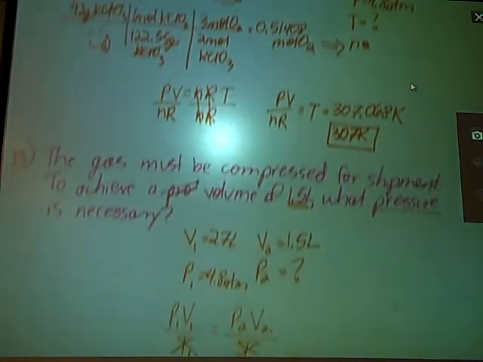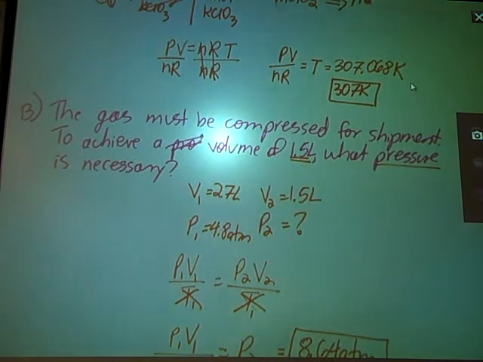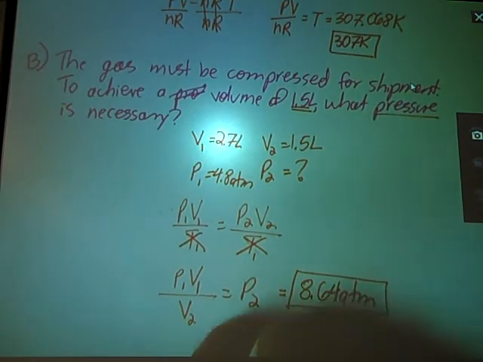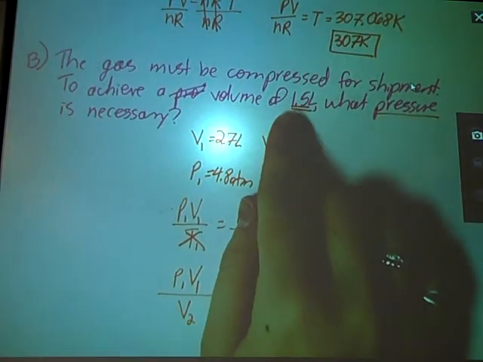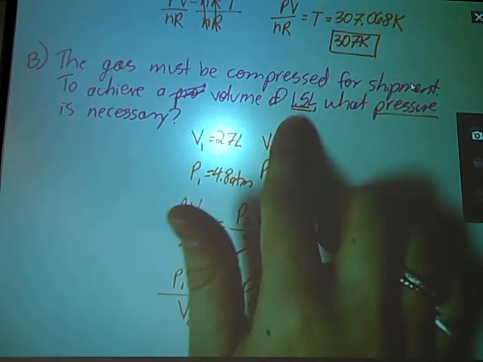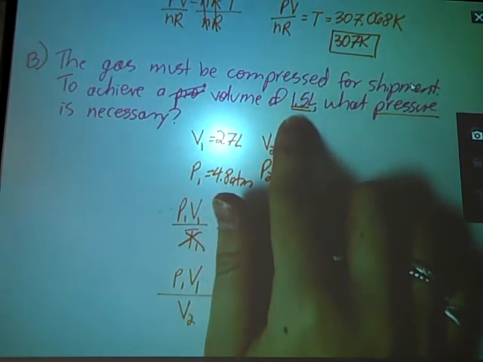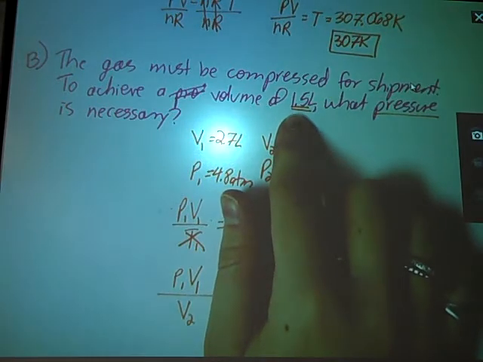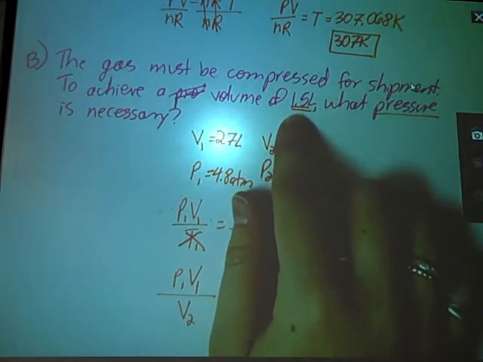On B down here, same situation, lots of words, most of which I don't even need. So that looked useful, but it was a different situation: to achieve a volume of, so we changed our volume. Since I changed something, PVnRT's out the window. Can only use that for given situations.